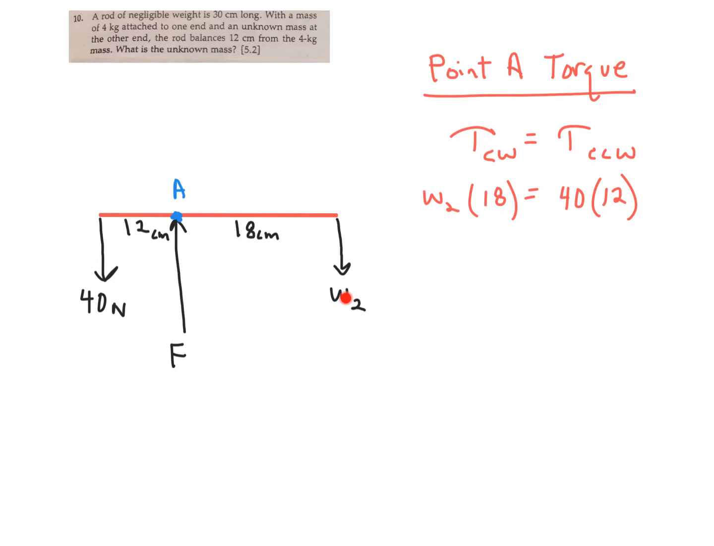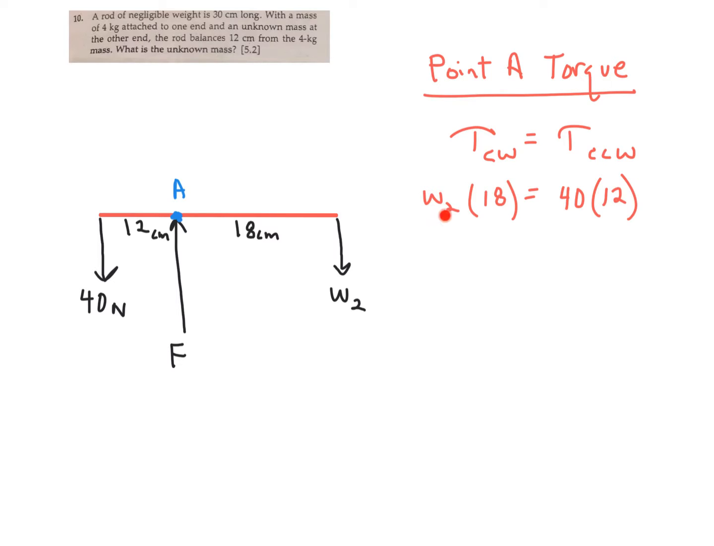If you know what W2 is, which we're going to get in a little bit here, W2 plus 40 will be equal to F, but they're not asking for that. That's just an extra bonus problem if you ever get that one. But the torque from point A, clockwise torque will be the W sub 2 force, the weight of that mass, times the distance from point A, 18 centimeters, because if you hold point A stationary, W2 will make the whole thing rotate clockwise this way.